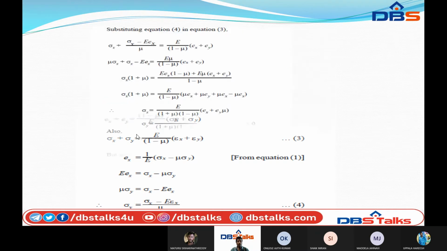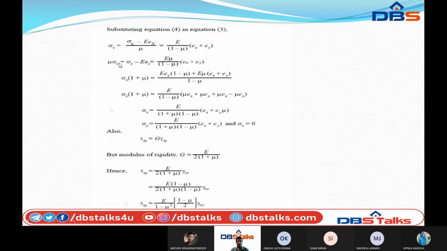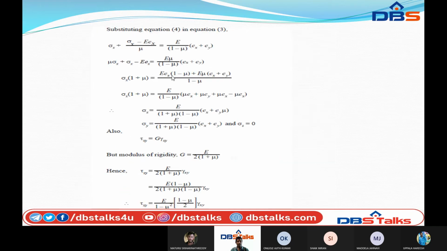I'm substituting the value of sigma y. Okay, I'm not substituting the sigma x value, the sigma y value in that equation 3. Sigma y is sigma x minus Ex by mu. I'm substituting the value of sigma y in that equation 3. Sigma x plus sigma x minus Ex by mu, and that equals E by 1 minus mu into Ex plus Ey.